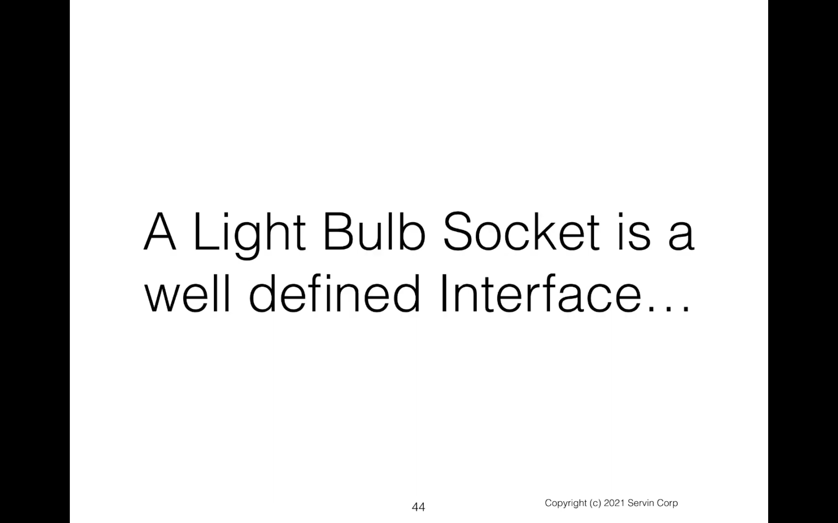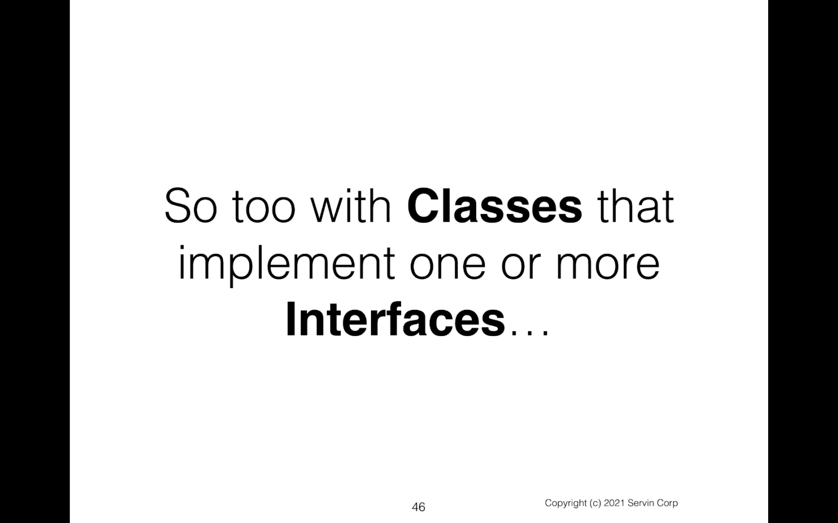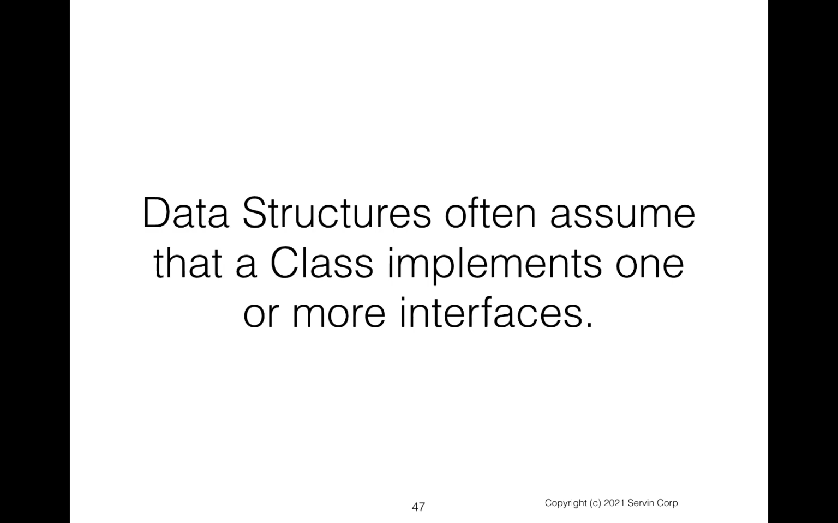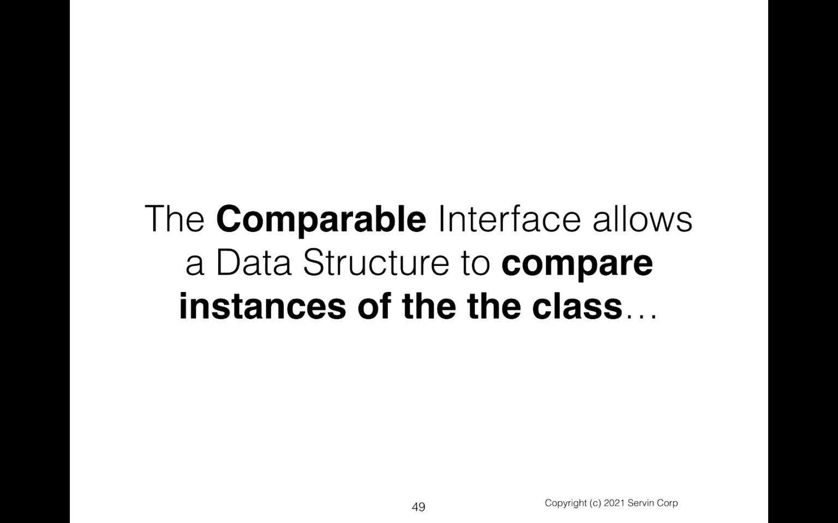Another example, a light bulb socket. That's a well-defined interface. The light bulb interface is standardized. When you buy a light bulb, you know it will fit. So too with classes that implement one or more interfaces. Data structures often assume that a class implements one or more interfaces. For example, the comparable interface allows the data structure to compare instances of the class.